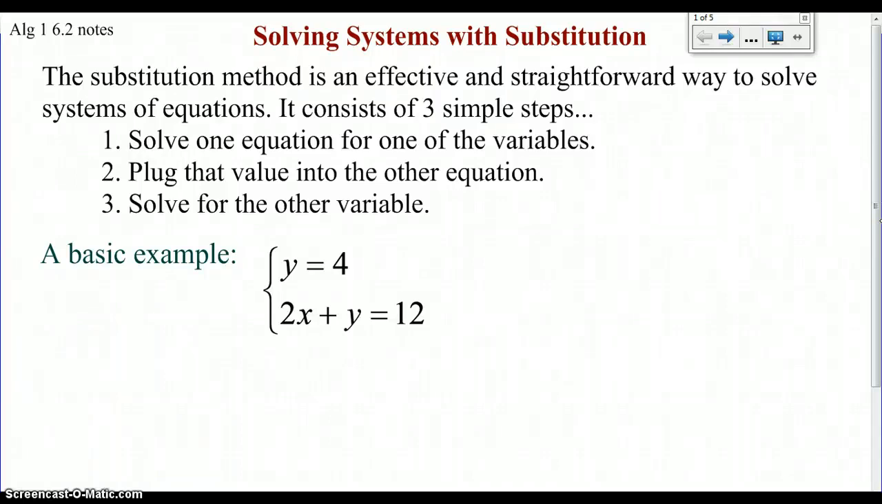Algebra 1 students, here are your 6.2 notes. We've looked at one method for solving systems of equations. We have a couple left. The first of those is the one we'll look at today, and that is solving systems with substitution.